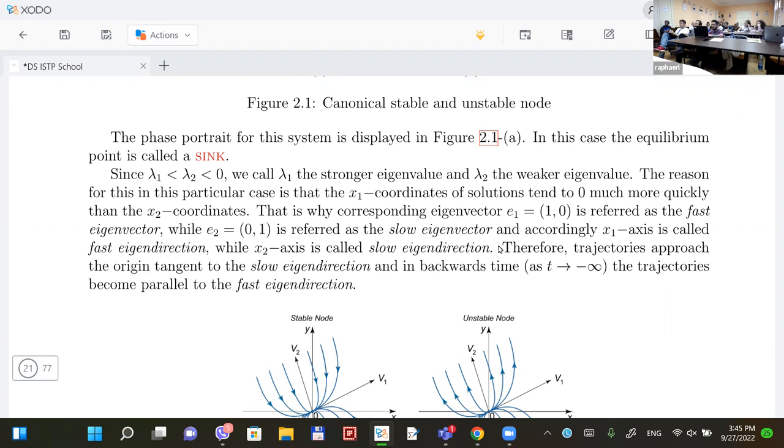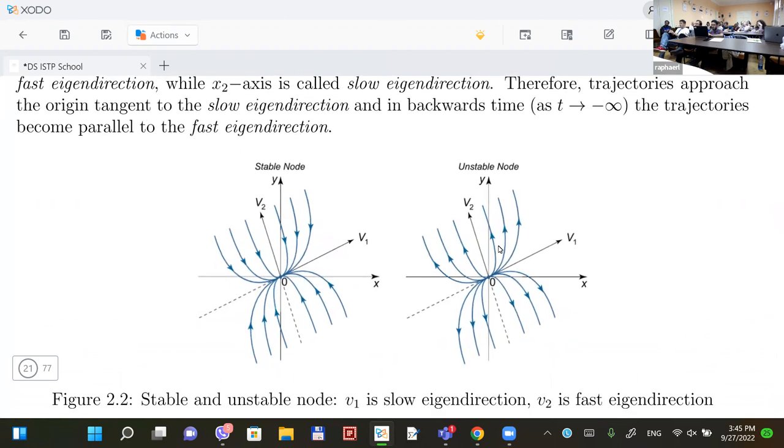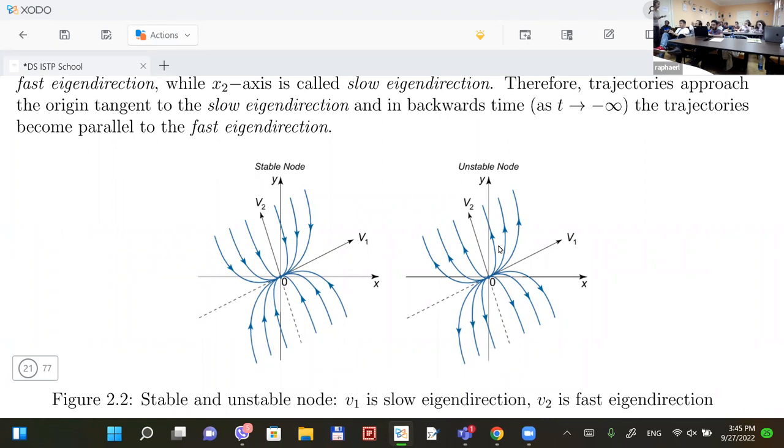So this was the canonical form. What will change for the original system? For the original system, the eigenvectors are not the usual vectors of the basis. That's why the stable node and the unstable node will look like this. You see, we just changed the coordinate system, as I explained yesterday.